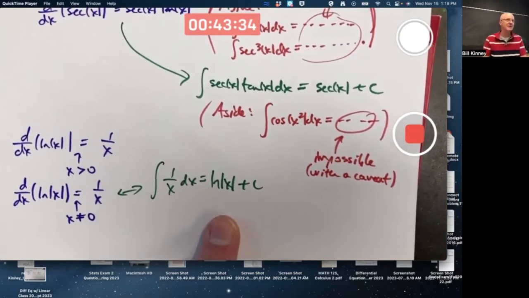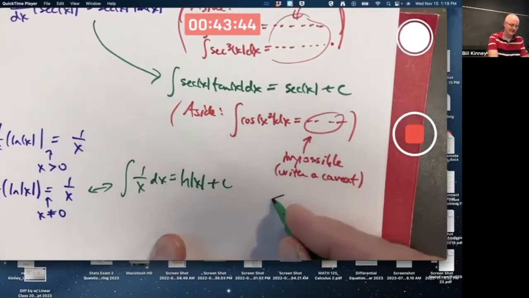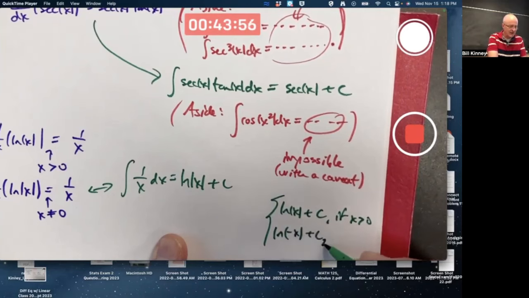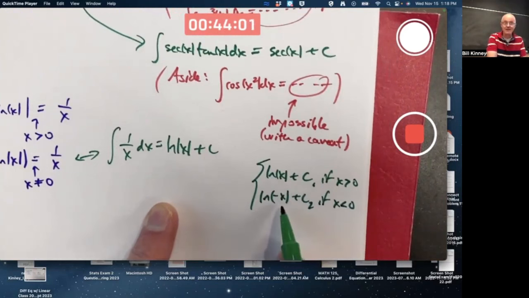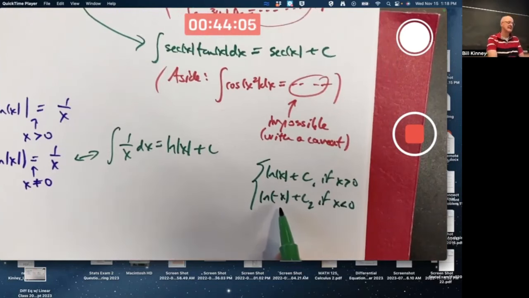Actually, that's not even the most general antiderivative. This is a bit of a fib. An even more general antiderivative of 1 over x is a piecewise defined function. You don't need to know this for the test, but ln of x plus, say, c1 if x is positive, and ln of negative x plus c2 if x is negative. And I could have written an absolute value of x there instead of a negative x, because if x is negative, then negative x is positive. Don't worry about that. That's another aside.